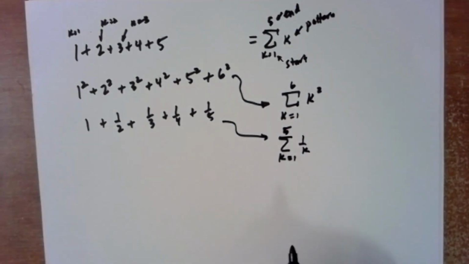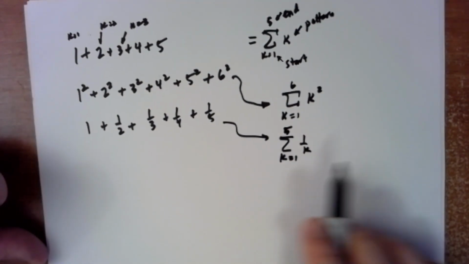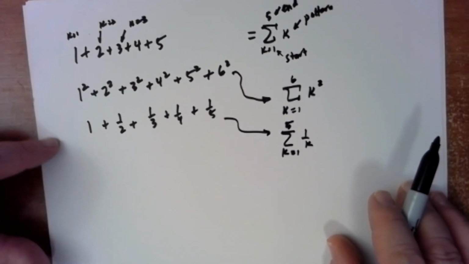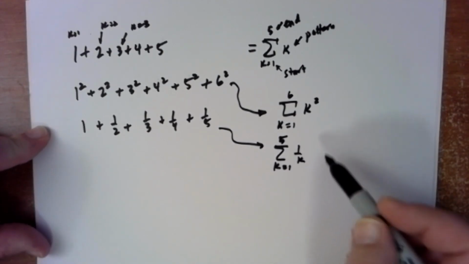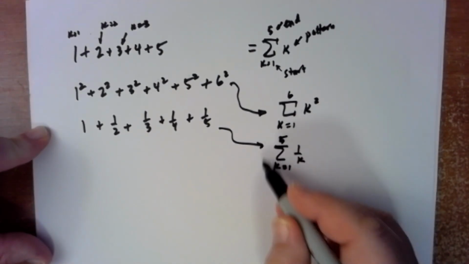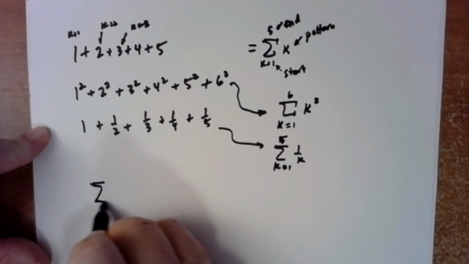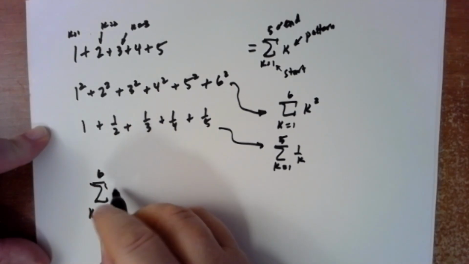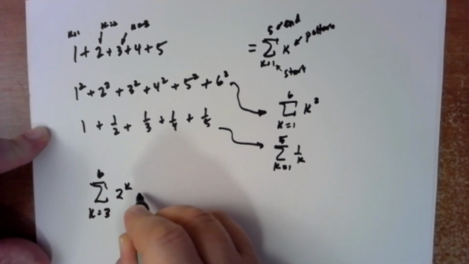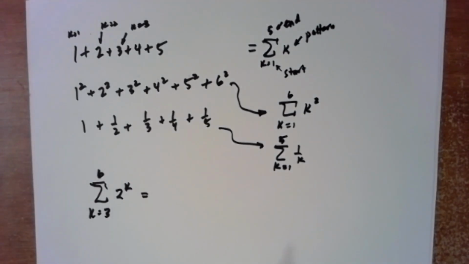Good. Now, of course, the starting index doesn't have to be a 1. It could be 0. It could be -3. It could be any number. So let's go in reverse. I'm going to write a sigma, and you write out what the pattern is going to be. So how about a sigma k equals 3 to 6, 2 to the k. What would that look like? You can pause and write down what you think.